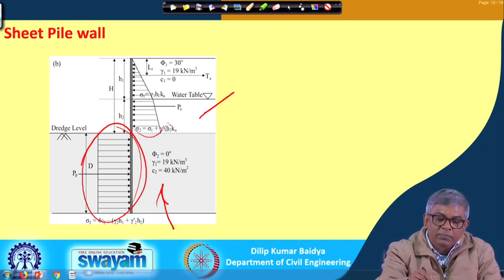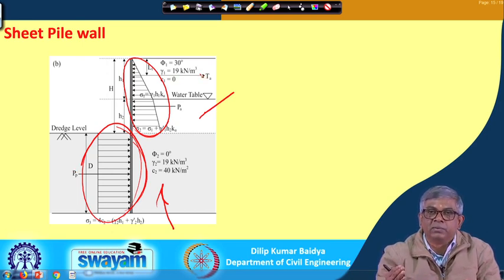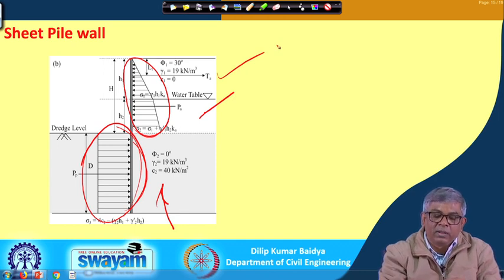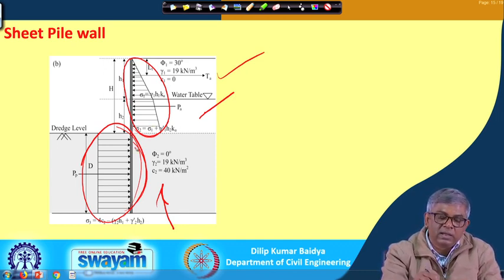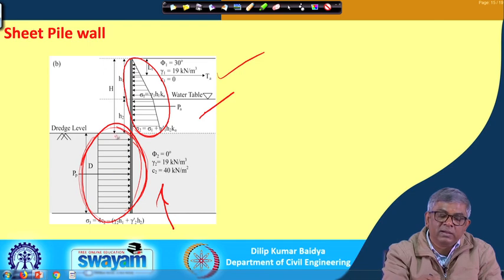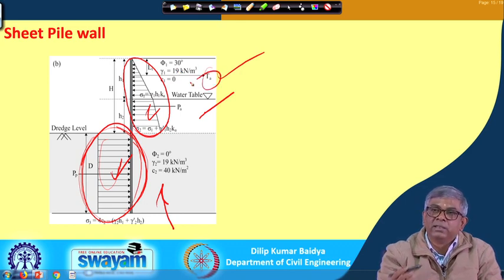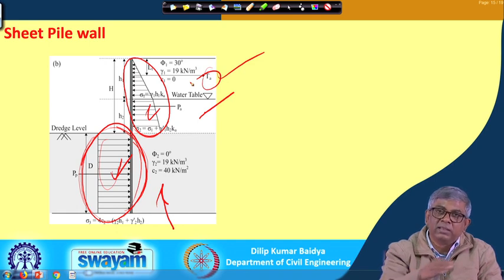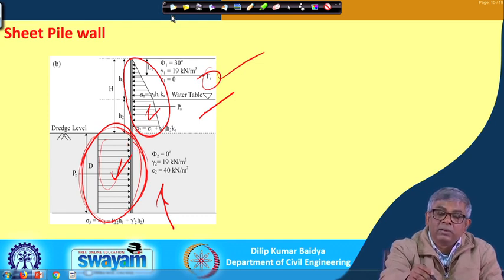We can find equilibrium: this pressure diagram plus this pressure diagram should be equal to 0, and from there I will get K a, or sometimes, if I know this dimension, I can first find out the D required. Once you know the D required, the unknown quantity here becomes known, and the difference of these two will become T a. Similarly I can find the depth of maximum bending moment and the maximum moment. I have not done this; it is simpler than what I have shown, but if you wish you can complete it on your own.